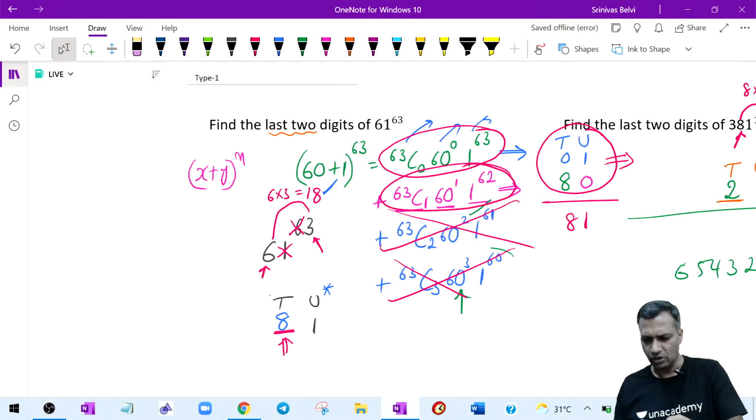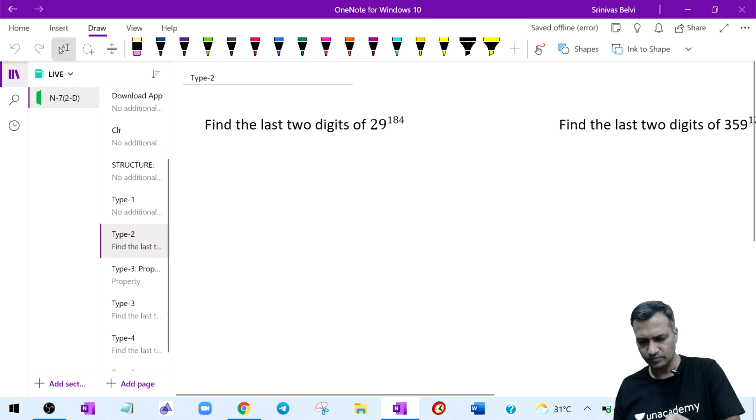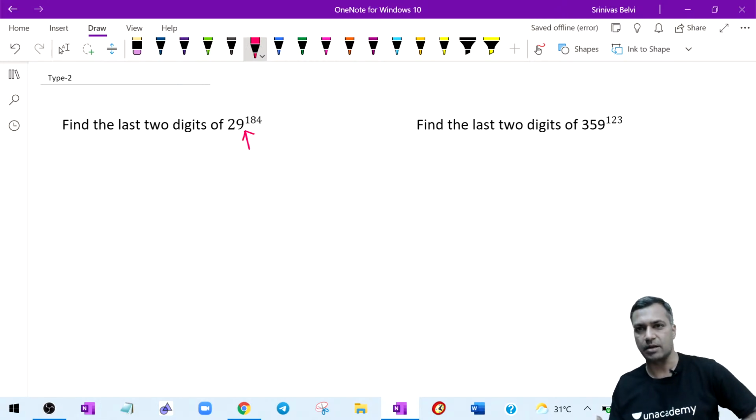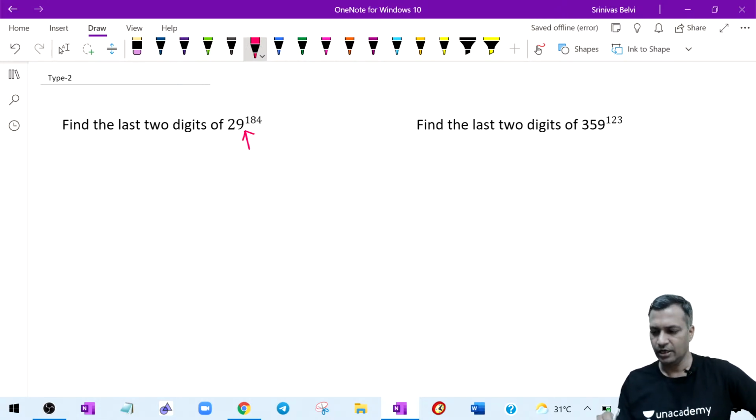Okay. Good. All right. Let's go to the second model. So second model, what is the second type? Second type is the number ending in 9. The second type is the number which ends in 9. Okay, what do I do?